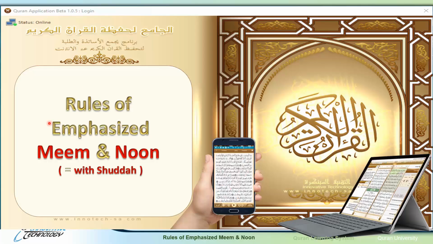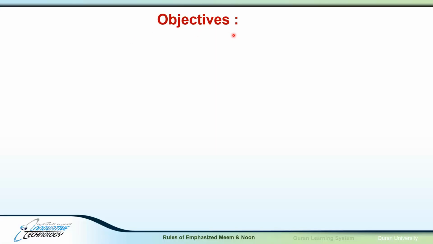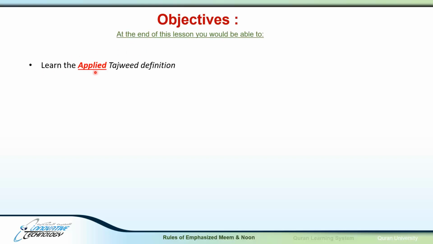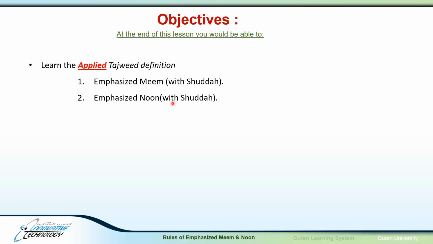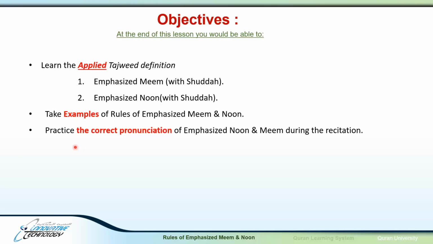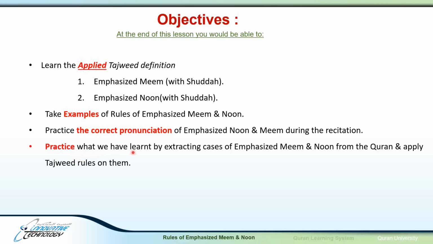And in this lesson, we'll learn about the rules of the emphasized Meem and Noon, that is, the Meem and Noon with Shuddah. The objectives of this lesson are to help you learn the Applied Tajweed definition of the emphasized Meem, that is, the Meem with Shuddah, and the emphasized Noon, Noon with Shuddah, and to take examples of the rules of the emphasized Meem and Noon, and practice the correct pronunciation of the emphasized Noon and Meem during recitation, and practice what we have learned by extracting cases of emphasized Meem and Noon from the Quran and apply Tajweed rules on them.